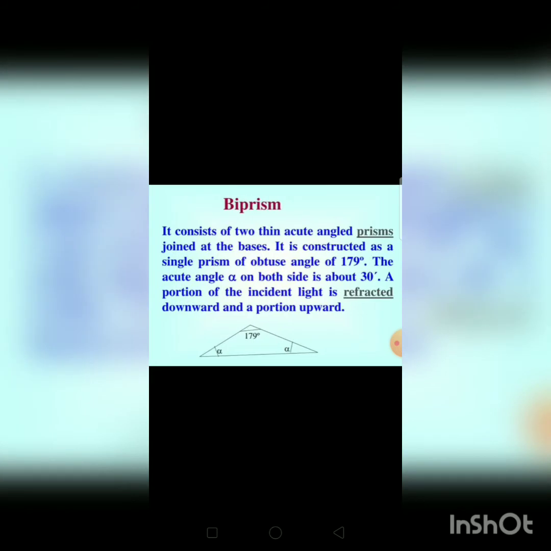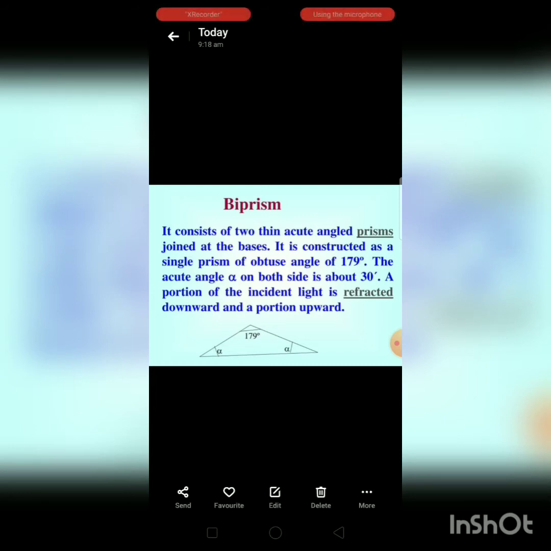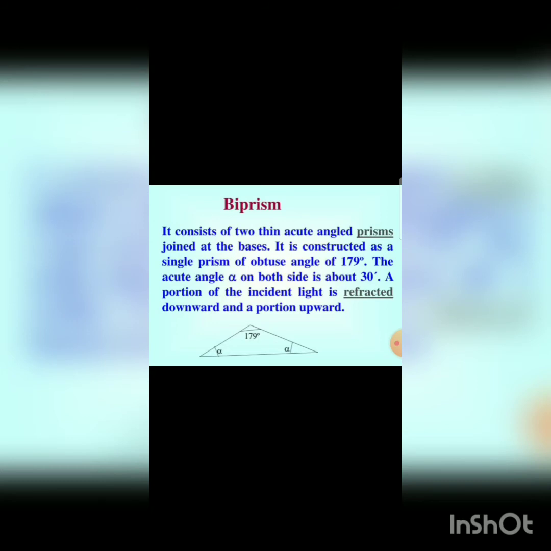So what is a biprism? A biprism consists of two prisms kept base to base. Look here: it consists of two thin acute angled prisms joined at their bases. It is constructed as a single prism with an obtuse angle of 179 degrees. The acute angle alpha on both sides is about 30 minutes, which means half a degree. A portion of the incident light is refracted downwards and a portion upwards. Half of the light is refracted upward, half downward.